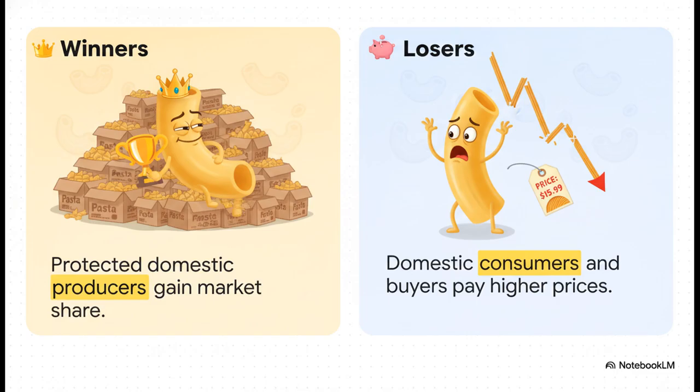And when you alter prices this dramatically, you inevitably create winners and losers. Impartially speaking, the primary winners are those protected domestic producers. They benefit immensely from reduced foreign competition. It allows them to gain market share or, honestly, even raise their own prices. The losers, however, are domestic consumers and downstream buyers. So if you're an individual buying a finished good, you're just paying a higher price at the store. But if you're, say, a domestic auto manufacturer relying on imported steel to build your cars, your input materials suddenly cost way more, which makes your final product far more expensive to produce.